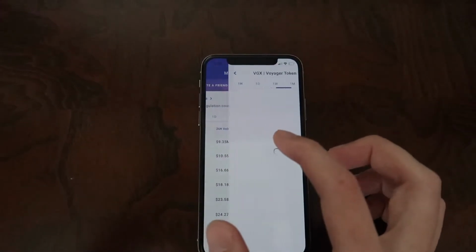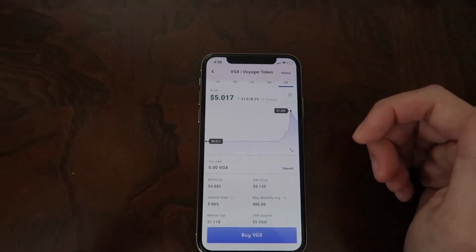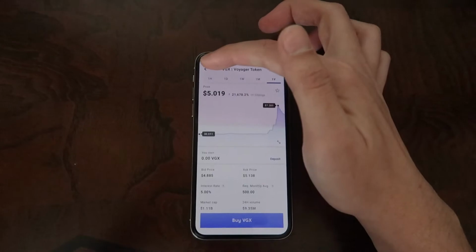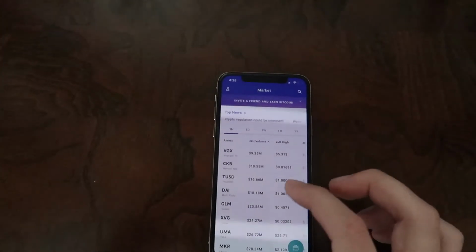Voyager. Okay, Voyager, what is that? Voyager tokens. So apparently you can buy Voyager tokens. I did not know that. So that's super cool. They went up from 1 cent all the way to $7. That is insane. Up 21,000%. That is absolutely insane.